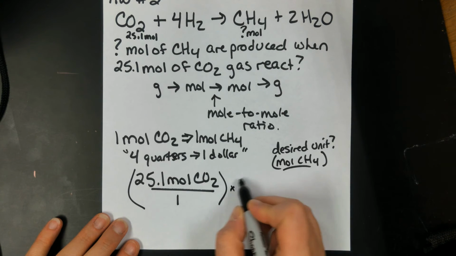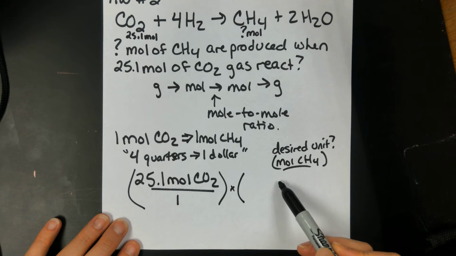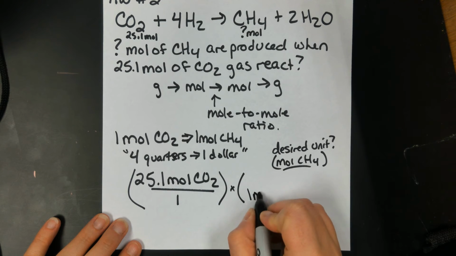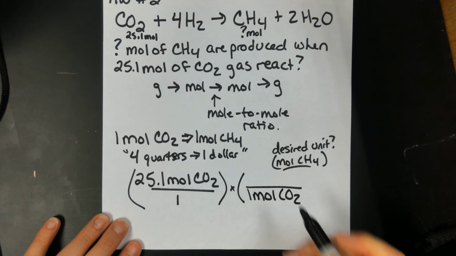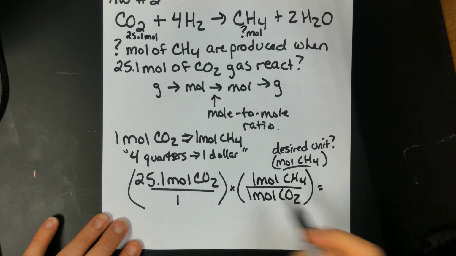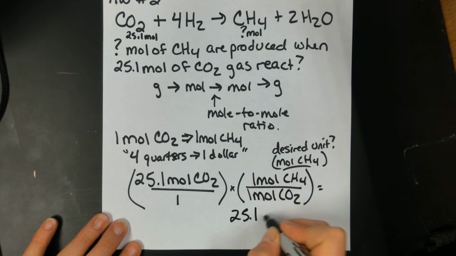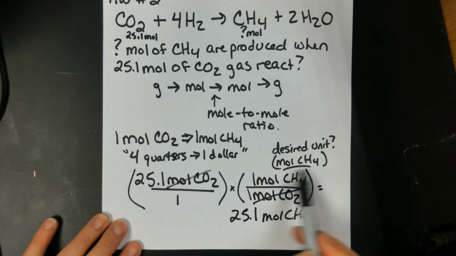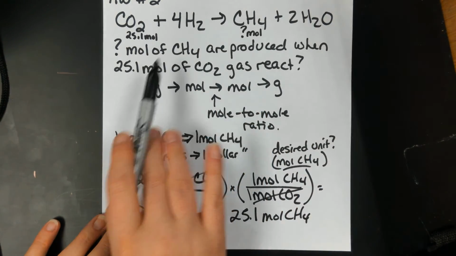So what can I multiply this with in order to change moles of CO2 into moles of CH4? Use your mole-to-mole ratio. So it says 1 mole of CO2 for every 1 mole of CH4. This is not the most intensive math that we've ever had to do. That just means it's 25.1 moles of CH4. Why? Because these cancel out and you're left with your desired unit. So the answer here is 25.1 moles of CH4.